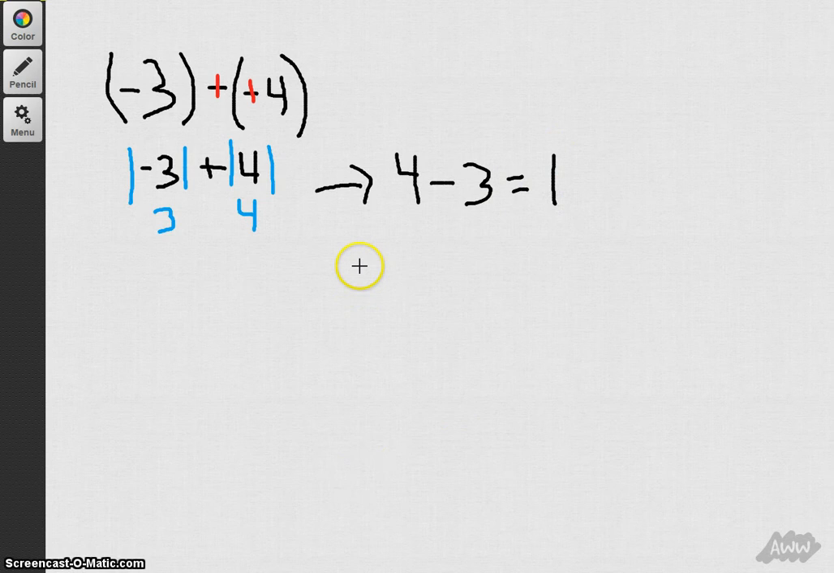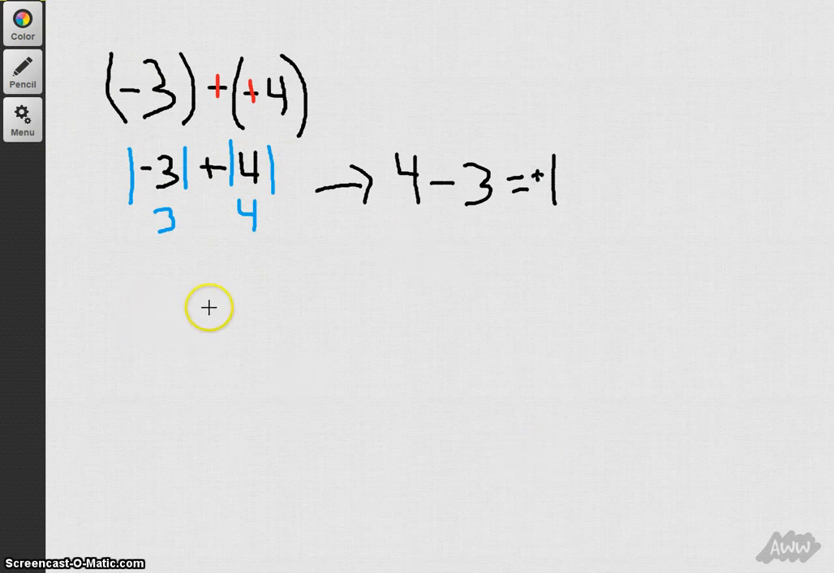Then we have to determine what the sign is. And again, you go back to the absolute values. Who is the larger? Well, 4 was the larger. Its sign was positive, so therefore, this is a positive 1.